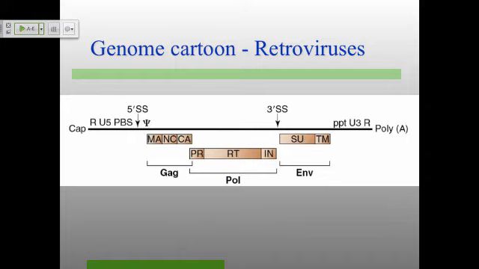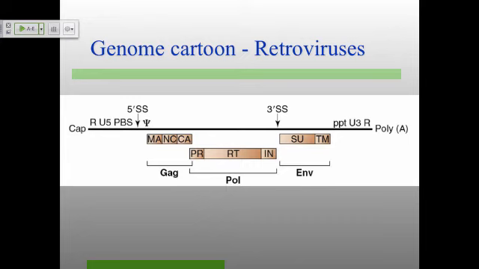So these are our structures: matrix, nucleocapsid, and capsid, protease, reverse transcriptase, and integrase in terms of the GAG, POL, and ENV proteins. Again, unfortunately, the terminology is not great. Group-specific antigens, polymerase, which is all the enzymes, and the envelope proteins.